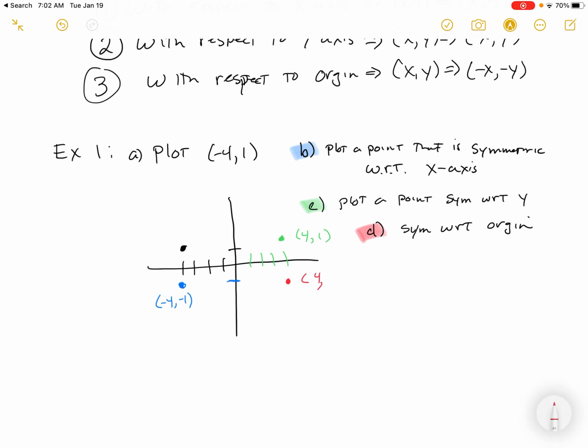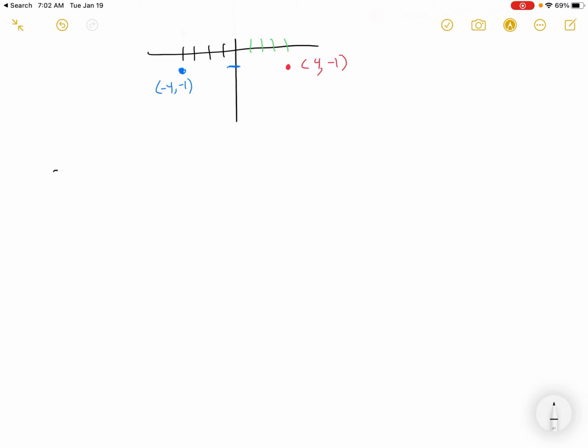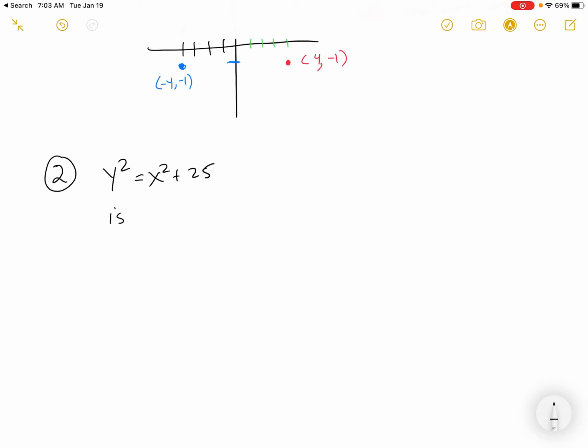So here's the second question that I want to go over with you that I saw. They gave me a function. Actually, it's not a function. They gave me a relationship. Y squared is equal to x squared plus 25. And here's what they want to know. They want to know, is 0, 5 on the graph?